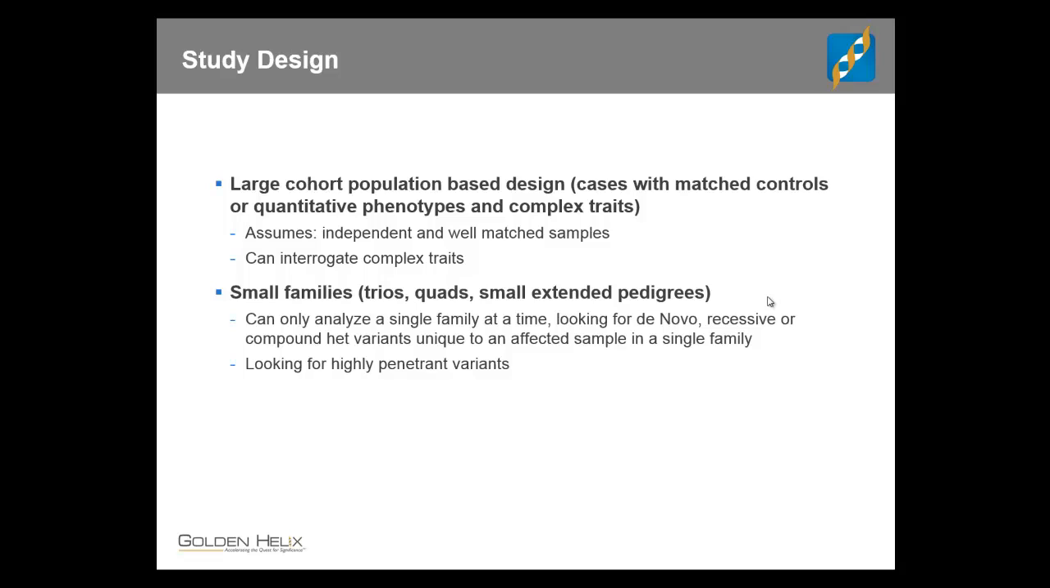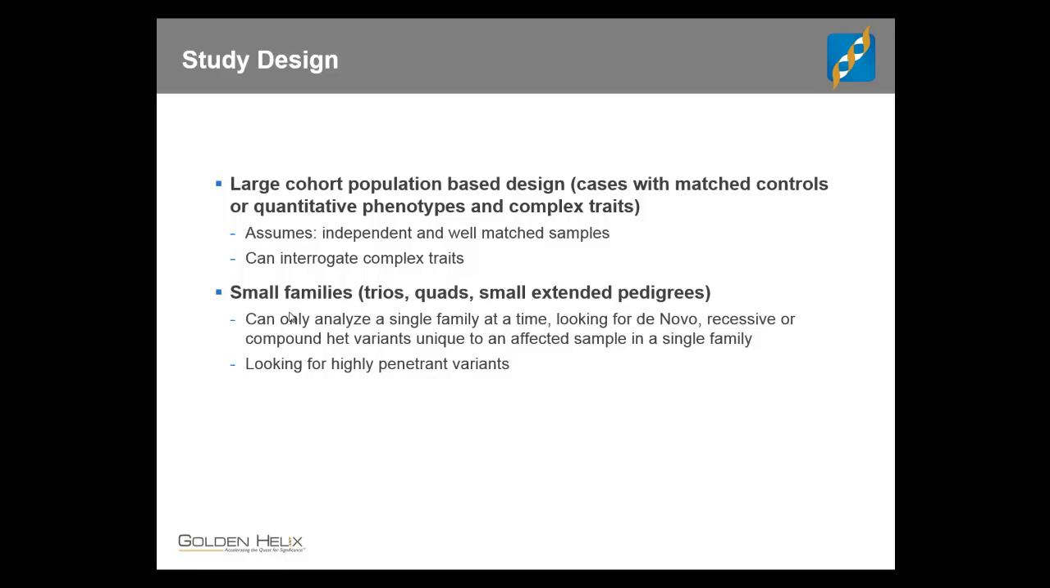Let's talk a little bit about the study design for this method. For rare variant analysis in general, there are two main types of study designs. The first is what we call large N, or a large cohort population, and you have a large number of cases. Ideally, you'd have matched controls or a quantitative phenotype for your complex trait. Then we also have what's called small n, small nuclear families or an extended family with a handful of members.